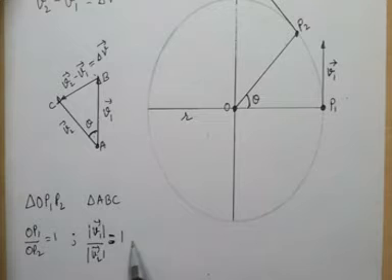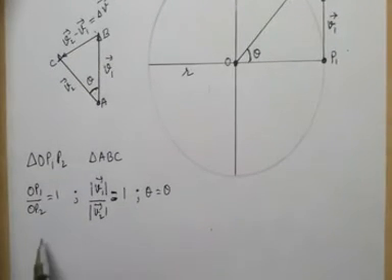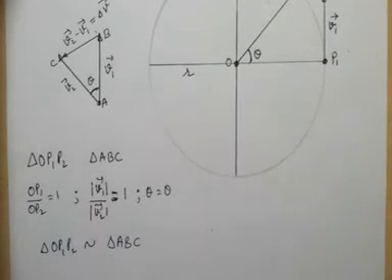And the third thing is theta is equal to theta. These two angles are equal. So the ratio of two corresponding sides is the same and one angle is common. Based on this, I can conclude that triangle OP1P2 is similar to triangle ABC. And when two triangles are similar, the ratio of their corresponding sides turns out to be equal. That's the property of similar triangles, and I'm going to use it.